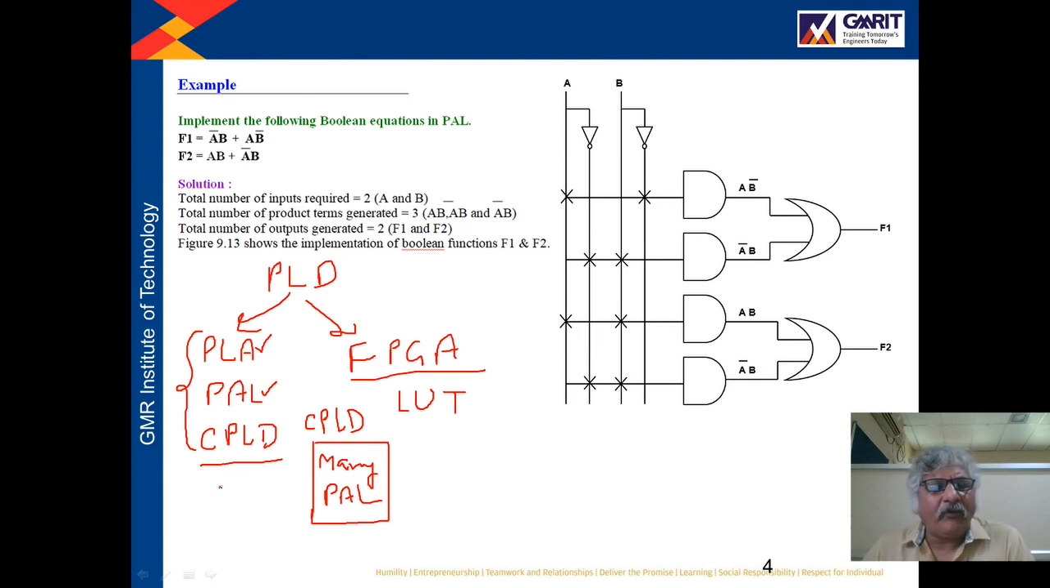We will not go into the detail of CPLD, because currently in the market these PLA, PAL and CPLD devices are not used. The device which is used for the implementation of logic is the FPGA, right? So in the next lecture we will discuss the FPGA.